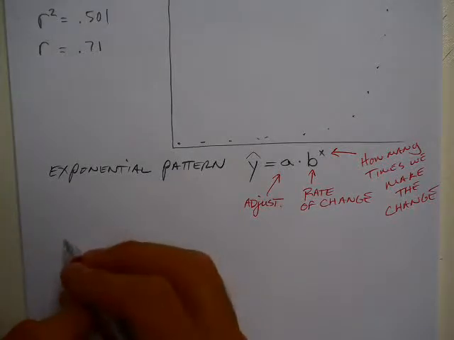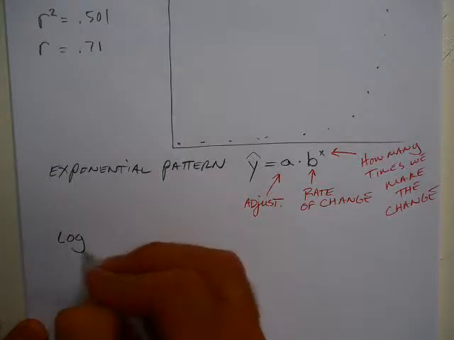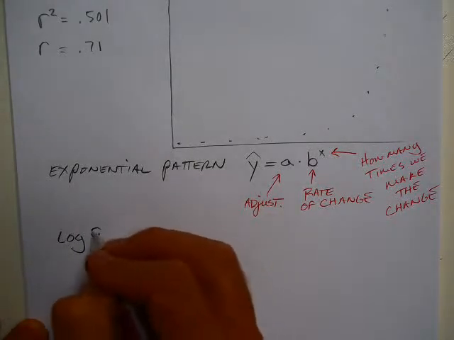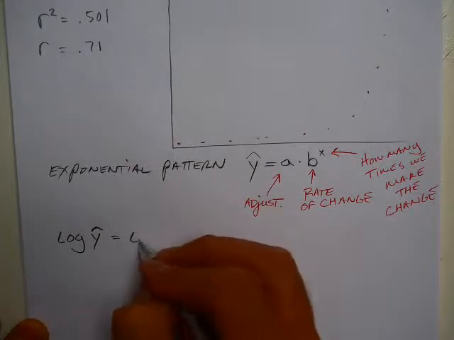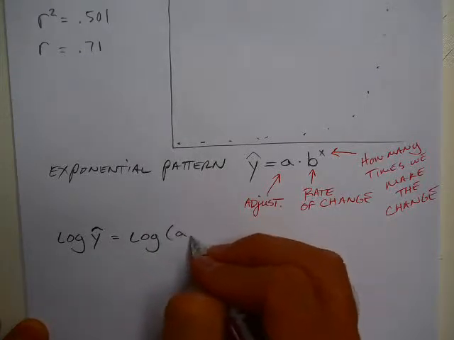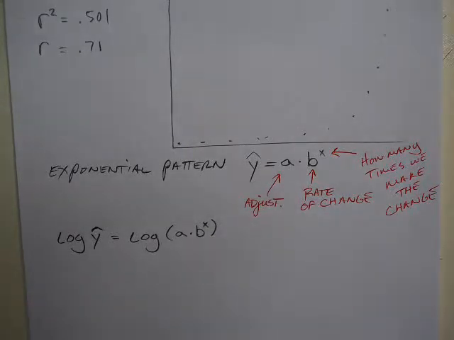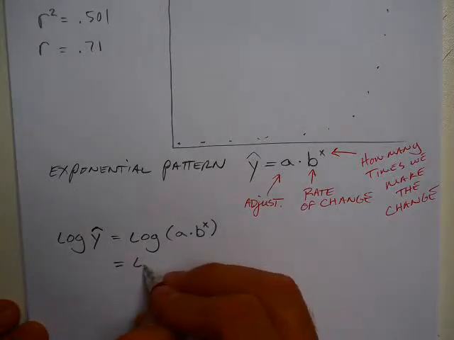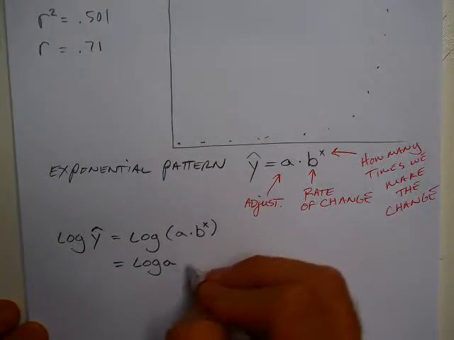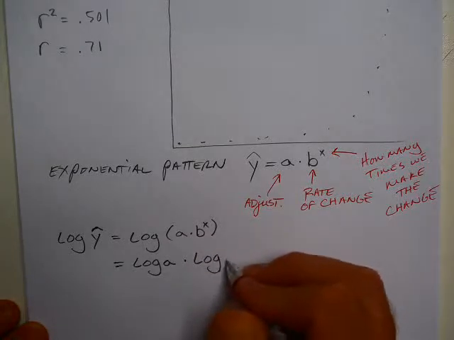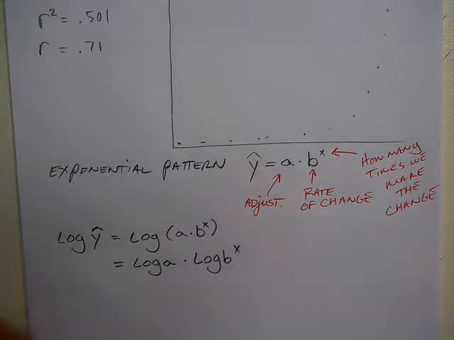So, what are we going to do with this? We're going to take the log of y, or y hat, equals log of a times b to the x. So we're taking the log of both sides of the equation. And on the right side, we can simplify this a little bit. We can say that this is log a times log b to the x. So that was the first property that we took notes on.